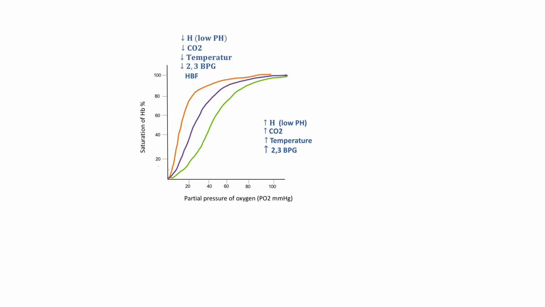Opposite reactions occur in lungs. As carbon dioxide diffuses out, it reduces the amount of carbon dioxide and hydrogen ions. And when hydrogen ion and carbon dioxide are low, it favors the R state of hemoglobin. And we know the R state of hemoglobin has higher affinity for oxygen binding, and it results in uptake of oxygen in lungs.